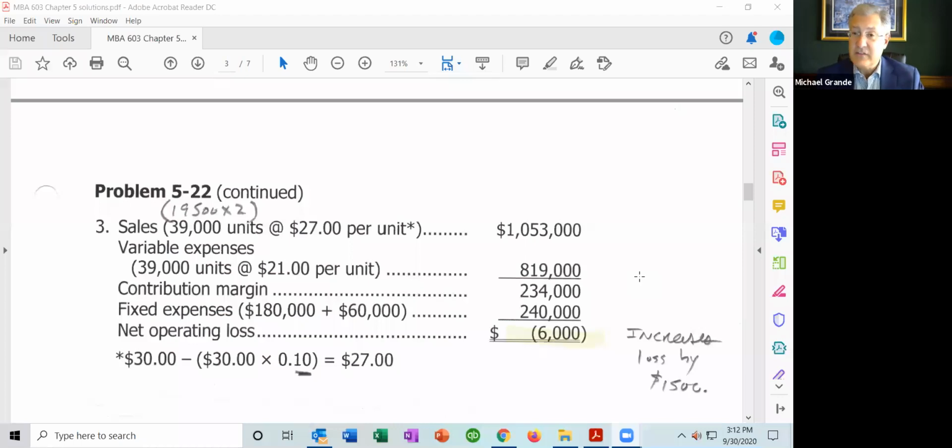They're now losing $6,000. They were previously losing $4,500. This scenario increases the loss by $1,500. Not a very good plan for improving profit.